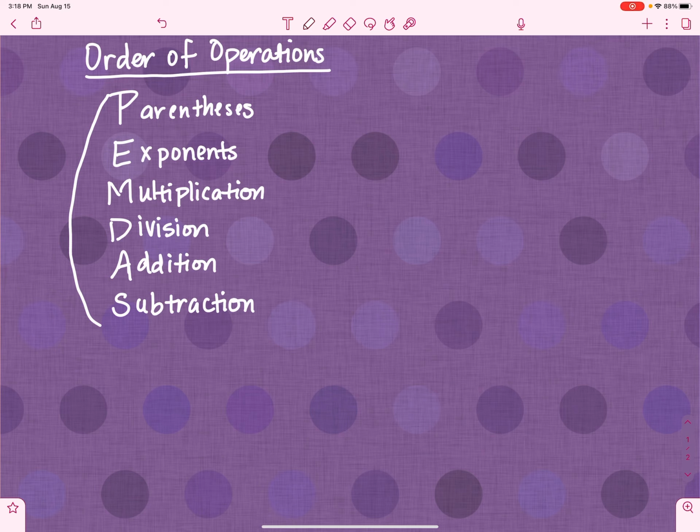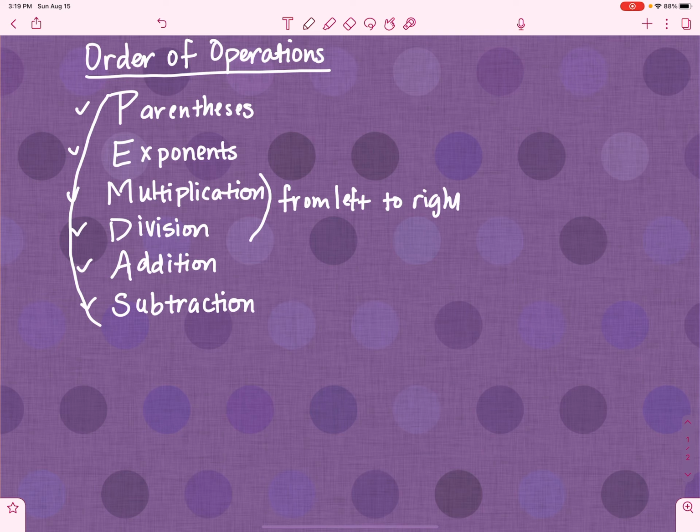You take care of parentheses, your exponents, multiplication and division, addition and subtraction. Now, as we go through some of these problems, you're going to see that even though I'm following each of these, you have to pay attention to the individual problem you are given. And you also have to remember that multiplication and division go together. You do all multiplication and division in the order it comes from left to right.